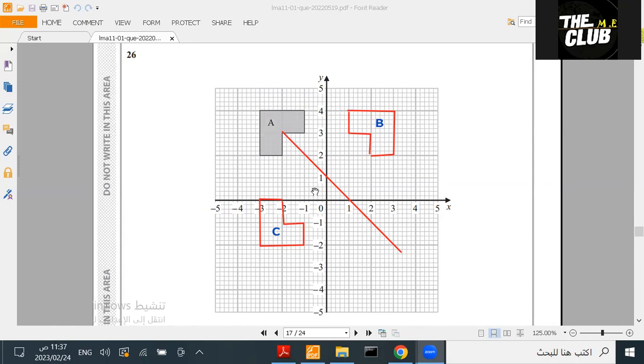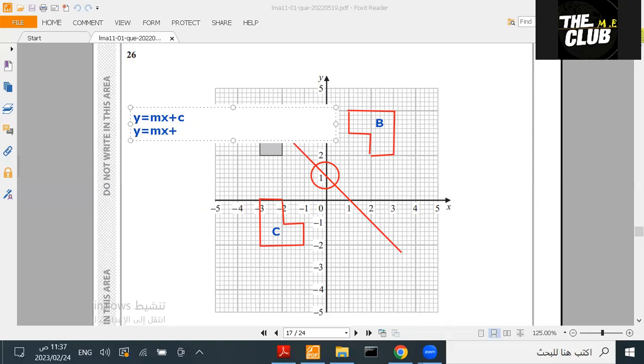ضروري نكتب equation لللاين هذا. شنو هي equation؟ أول حاجة نشوفها شنو يقطع. هنلاحظ إنه هو يقطع الواي في 1. يقطع الواي في 1 معناه لما نكتب equation هنكتب y equals mx plus c. السي بتاعي هنا هي 1، مازال بنطلع الام بس اللي هو الجريدينت.